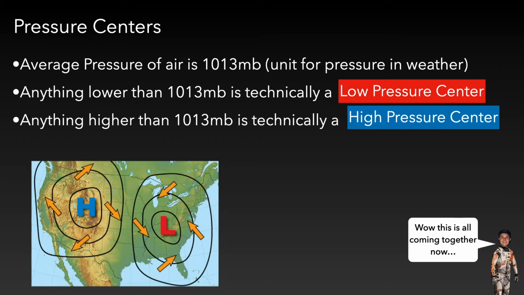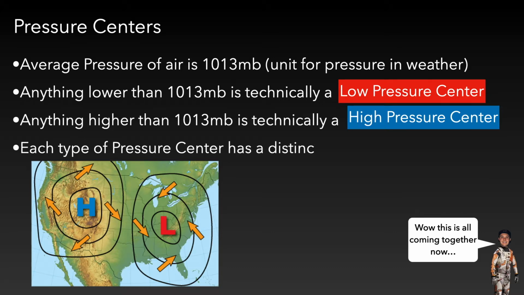Now, the further away you are from that magic number of 1,013, whether that be lower or higher, will determine the strength of that actual pressure center. So a number that is much lower than 1,013 is a stronger low. A number that is much higher than 1,013 is a strong high pressure center. Each of these pressure centers is going to have distinct features and characteristics that make it useful in predicting the weather.